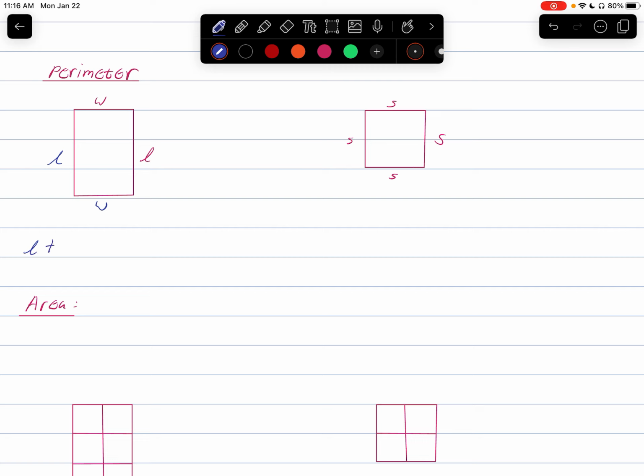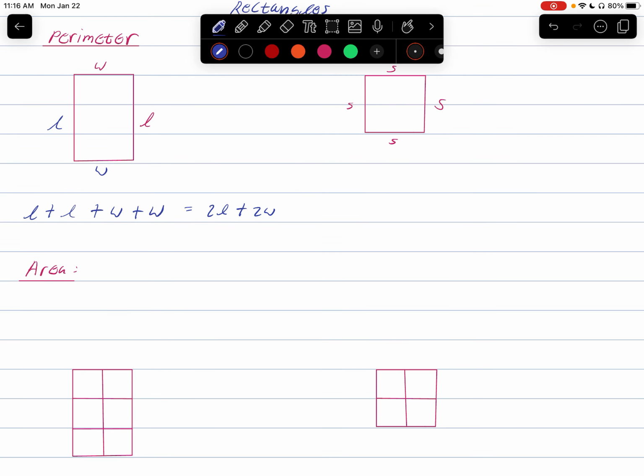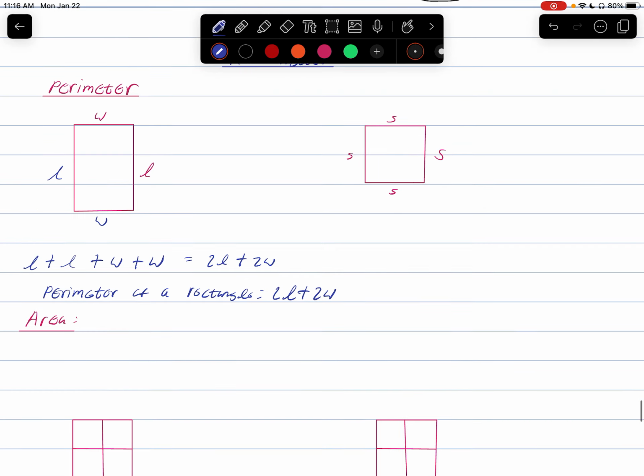So we have length plus width plus length plus width. Okay, and here what we can do is combine like terms, and that's going to give us 2L plus 2W. So this is our formula for perimeter. So the perimeter of a rectangle is 2L plus 2W.